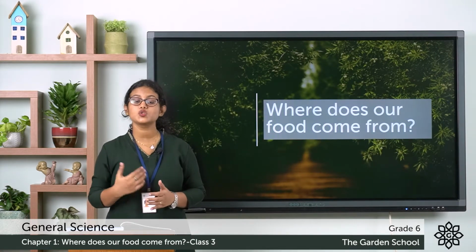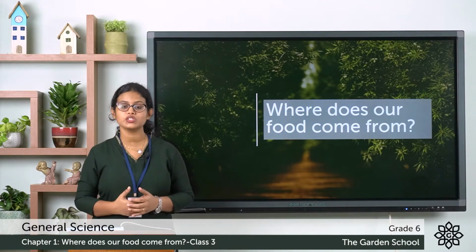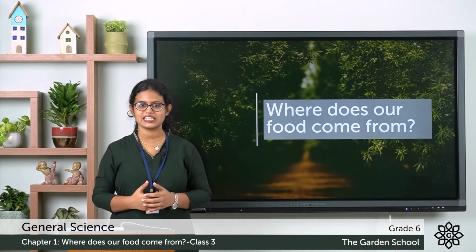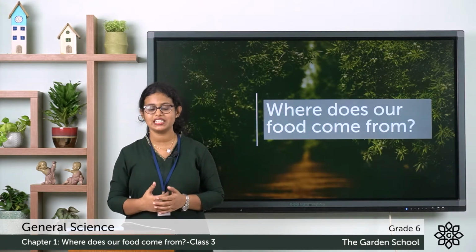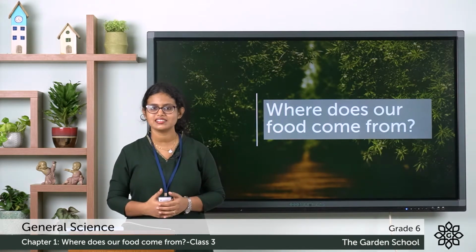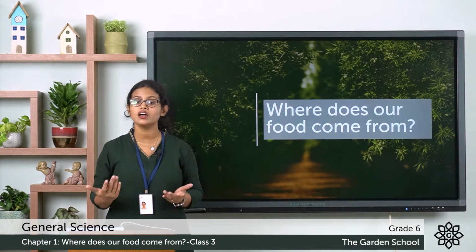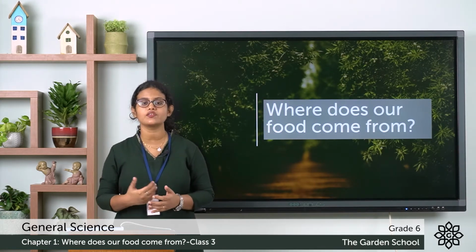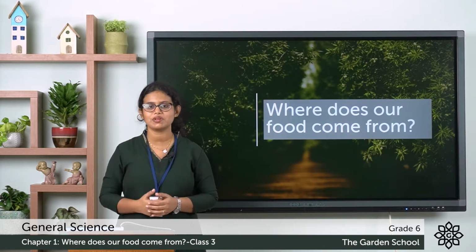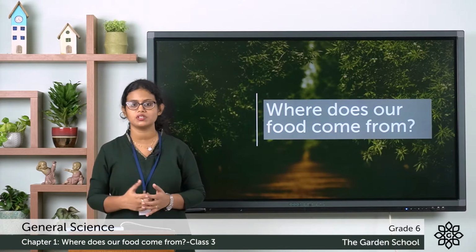So in the last two classes we learned about the sources from which we get food, right? And which are the two different sources from which we get food? Plants and animals, right? We depend on plants and animals for our food. And we learned about the different food items that we get from plants and animals. Today, we are going to discuss the food habits of animals.